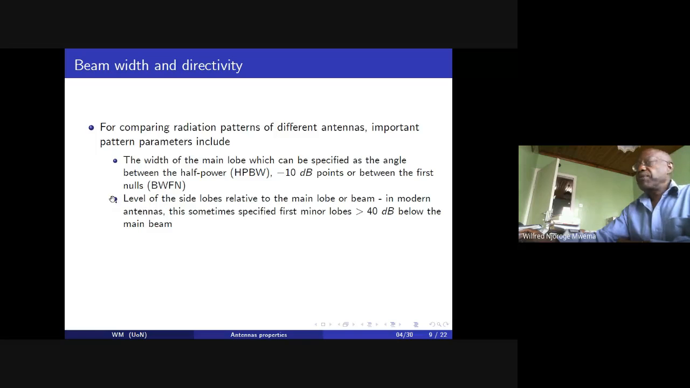Then there is another one which we call the level of the side lobes relative to the main lobe or the beam. Remember, the main lobe is the desired lobe. That is, you want to direct all your power in that direction. But when you have side lobes, it means that some of the power is leaking to other directions that are not desired. And some of these directions may have reflectors or obstacles, and this may cause reflection patterns which will mess up how your pattern looks.